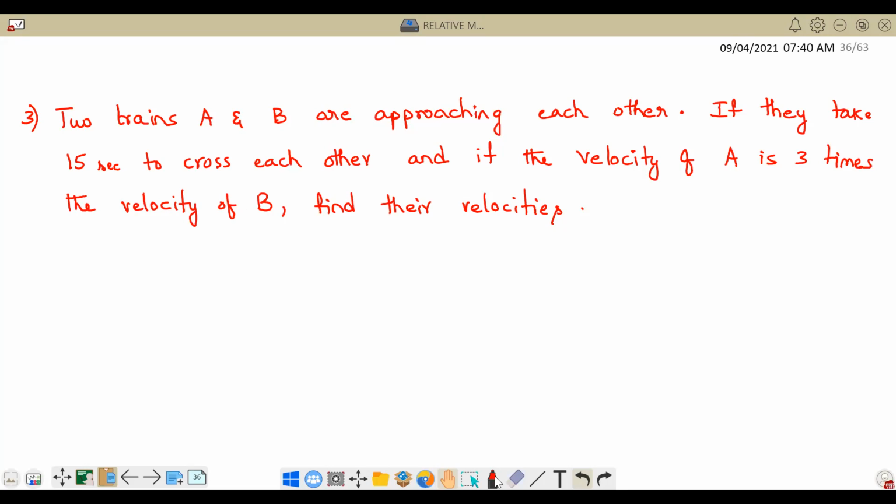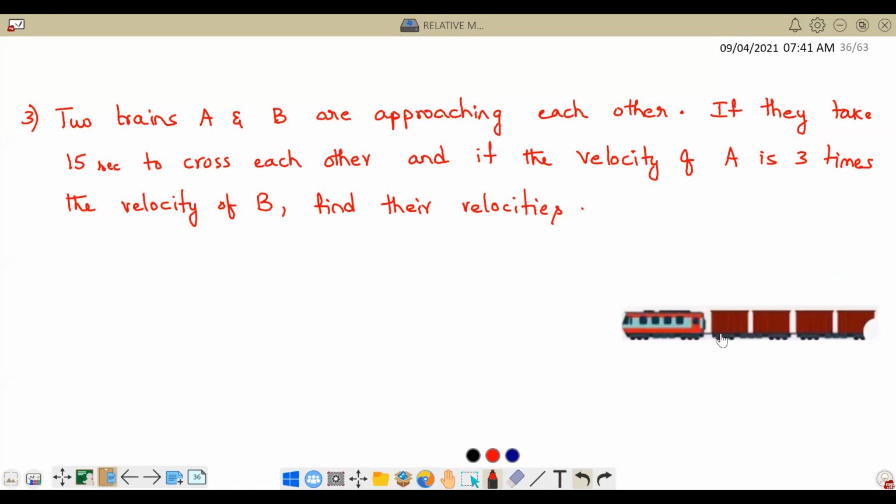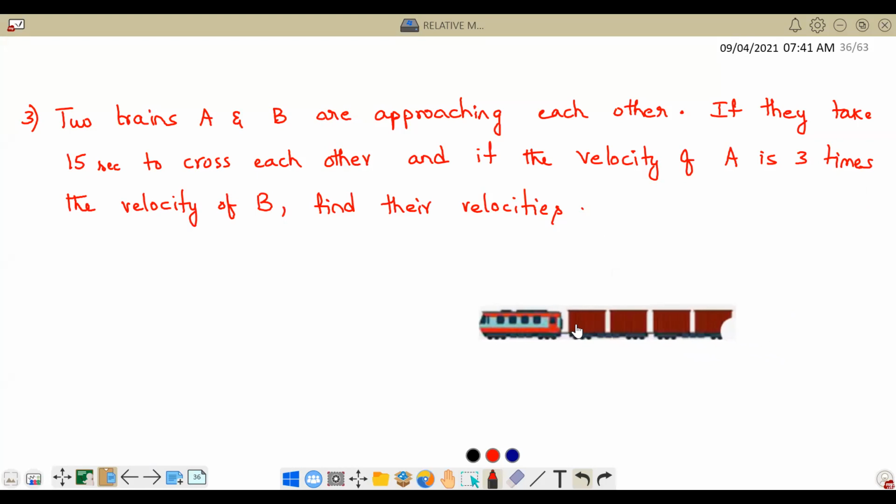Yeah, you got the answer? Sir, what should we take, the train length? Without taking lengths, you cannot do it. Correct or not? Either we should take the distance of separation or the train length. Yeah, you should. So now see here.